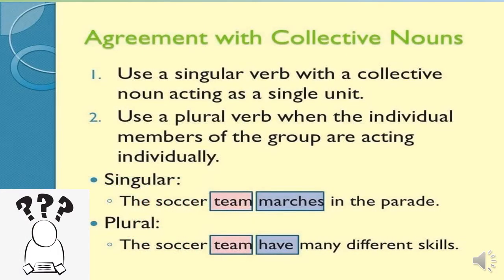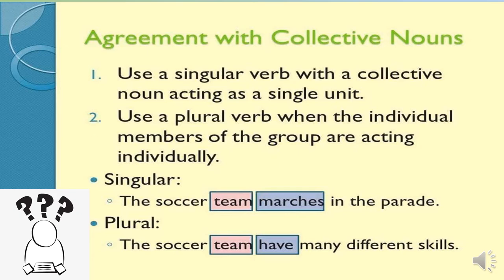The next one is agreement with collective nouns. You know what collective nouns are, the collection of different things which are referred to as a single group. So here use a singular verb with the collective noun acting as a single unit. Use a plural verb when the individual members of the group are acting individually. When we are talking about the whole team, we are considering it as singular and a singular verb follows. But when we are talking about the members of that particular team, a plural verb follows.